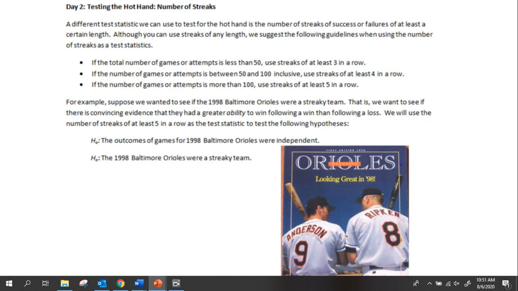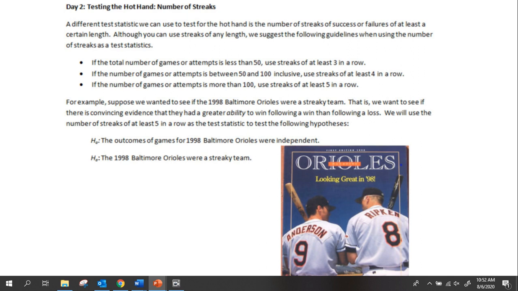Today we are going to continue with testing the hot hand, but this time we will look at the number of streaks. A different test statistic we can use to test for the hot hand is the number of streaks of successes or failures of at least a certain length. Although you can use streaks of any length, we suggest the following guidelines when using streaks as test statistics.